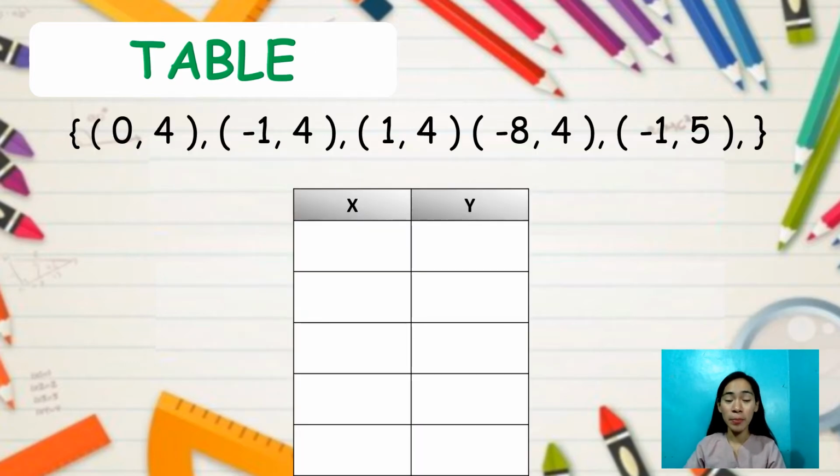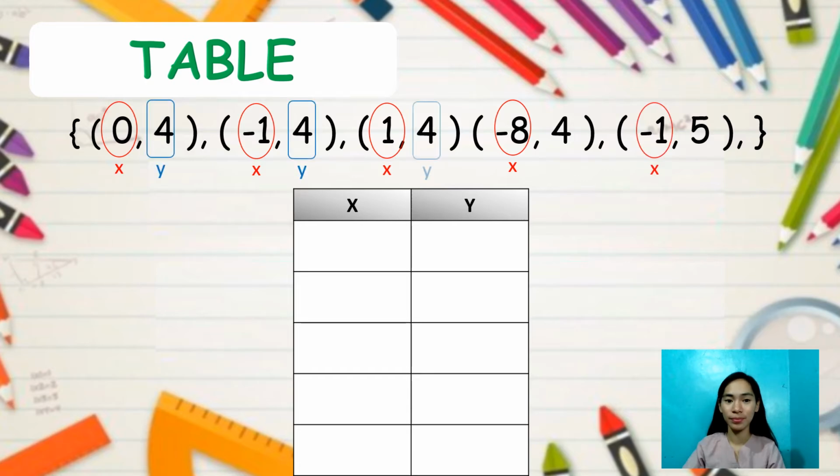Now, let us represent this example into a table. And again, let us identify the domain and range. Next, we're going to draw a two-column table, which represents x and y. So x is for your domain and y for your range.